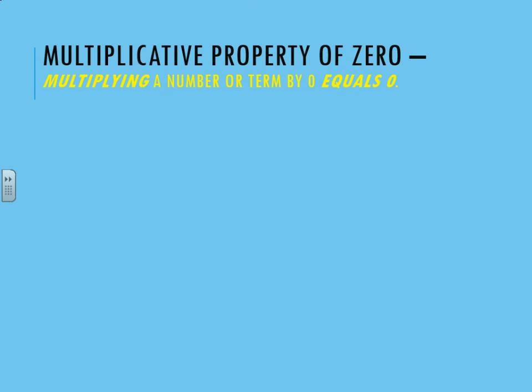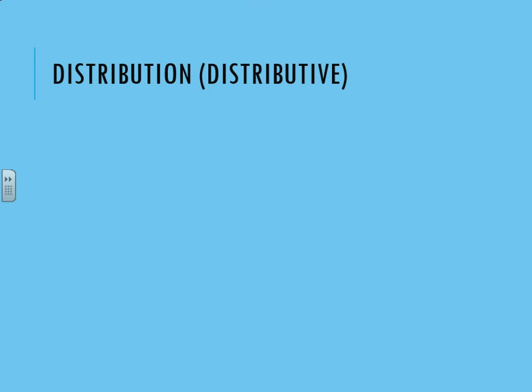Okay, this next property is probably my favorite because it's the absolute easiest to remember. Multiplicative property of 0 means multiplying a number or term by 0 equals 0. It really is what it says. 5 times 0 equals 0. AB times 0 equals 0. That's about it. Okay, and our last property is the distributive property, also referred to as distribution.